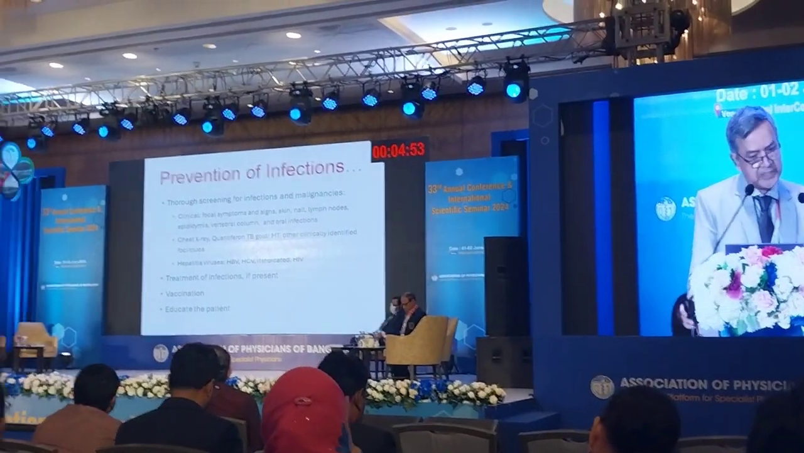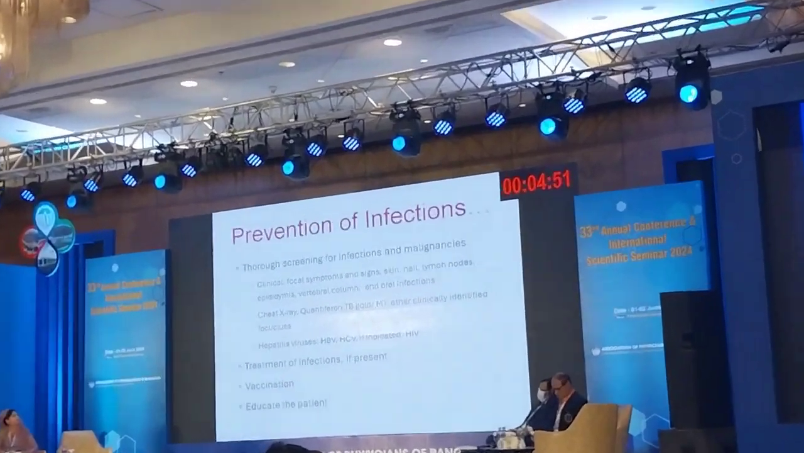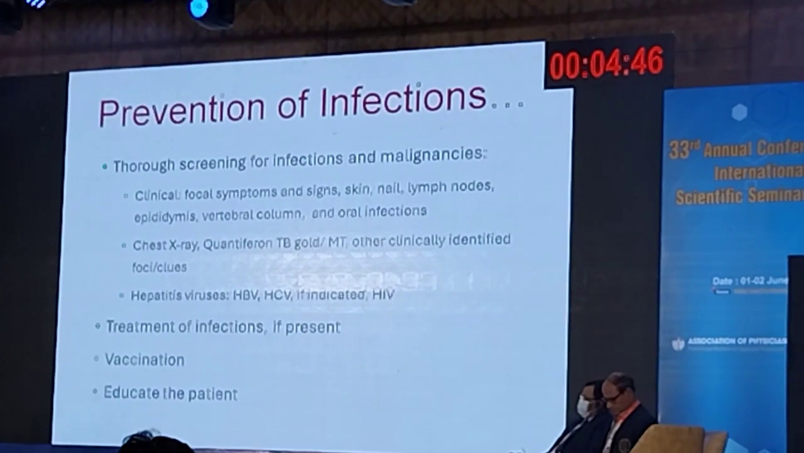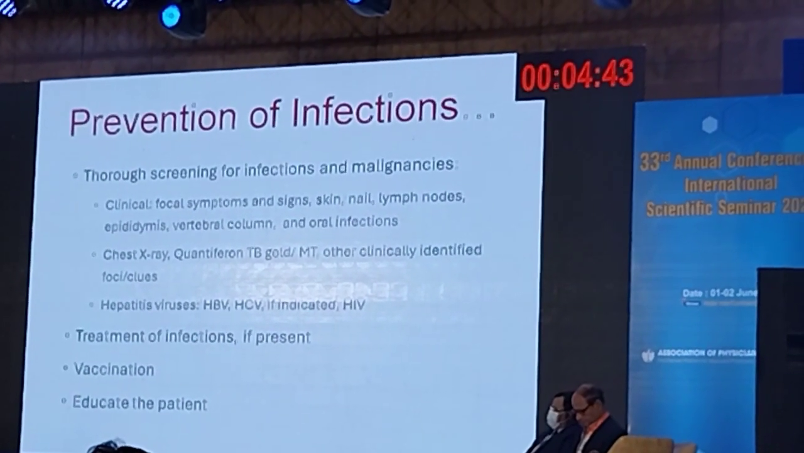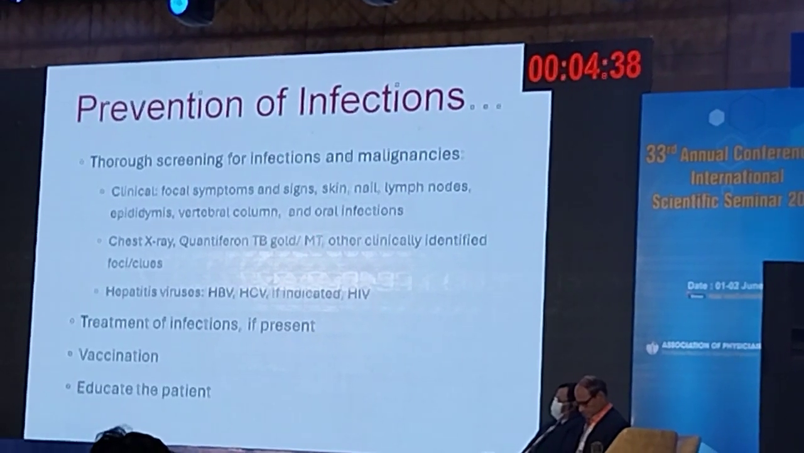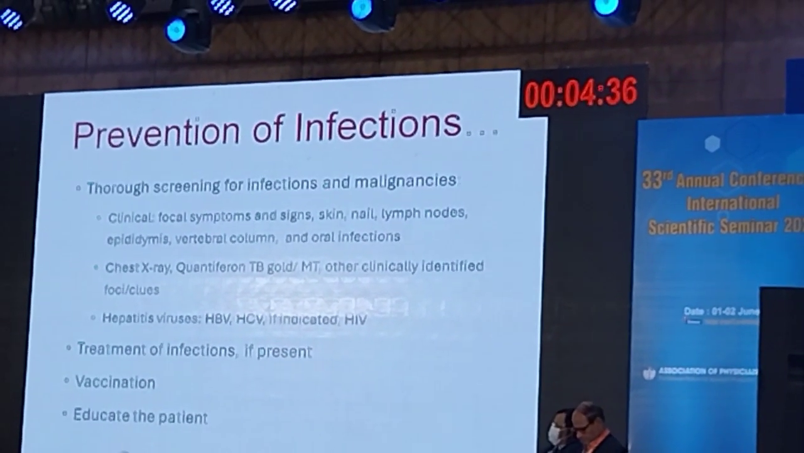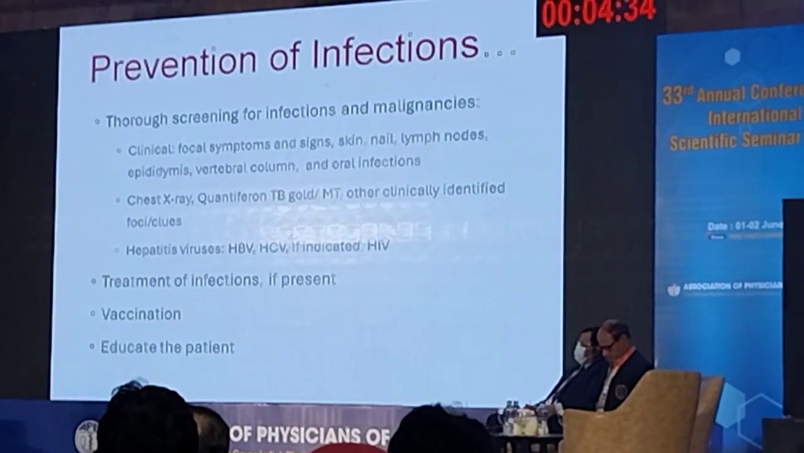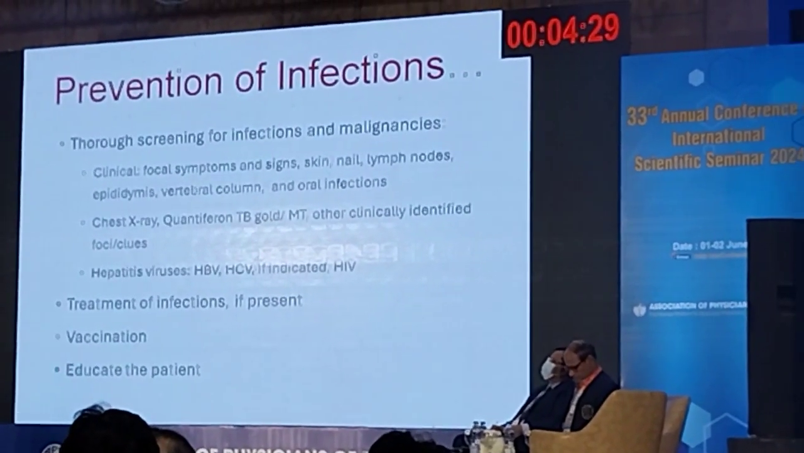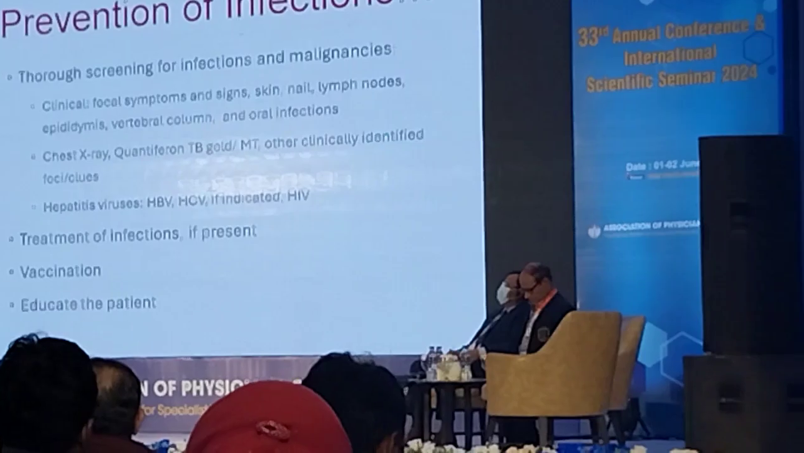Clinically, for focused symptoms and signs, we have to examine the skin, nails, lymph nodes, epididymis, vertebral column, and oral cavity for infection. Then chest X-ray, QuantiFERON-TB or tuberculosis test, and investigation for other identified foci. Also hepatitis viruses like hepatitis C and hepatitis B, and if there is an indication, we have to carry out the HIV test also. Treat infection if present, vaccinate the patient, and finally, last but not least, educate the patient.